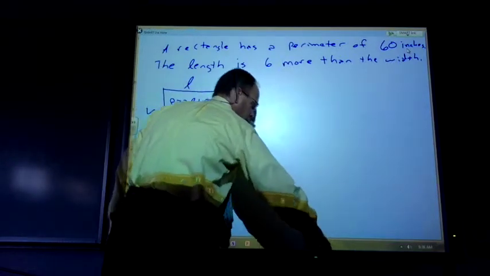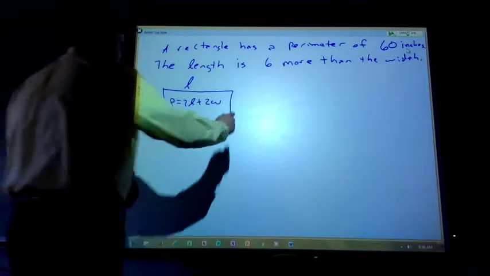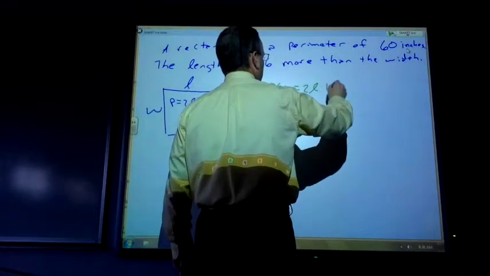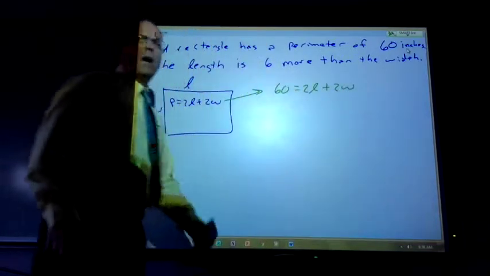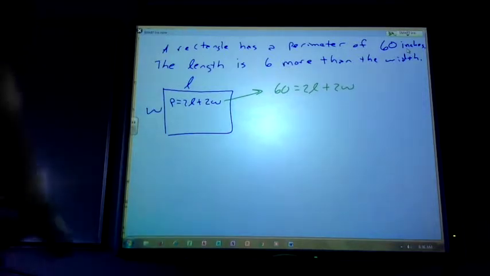It's a go-to. What can we start plugging in for perimeter right now? 60. So I know that 60 is equal to 2L plus 2W. Problem right now is I have the length and width, an L and a W to solve. I have two unknowns, only one equation. I can't solve it. So I need to generate a second equation. Angelo, what does the second sentence tell us?